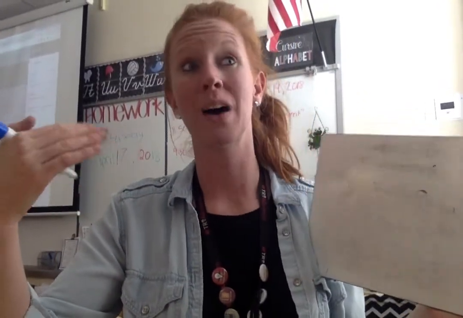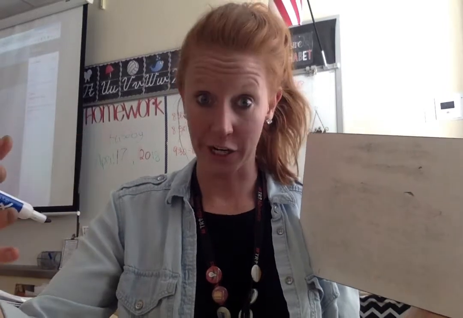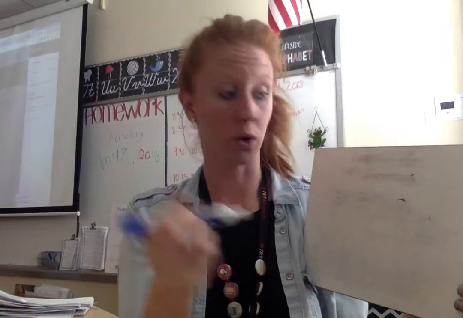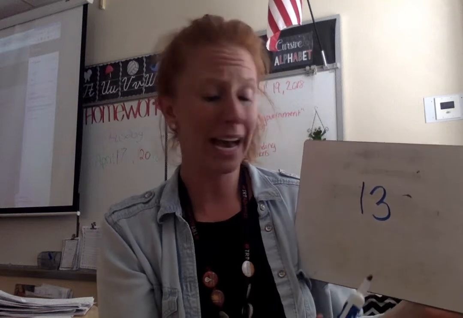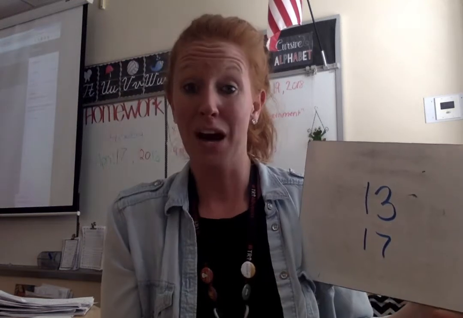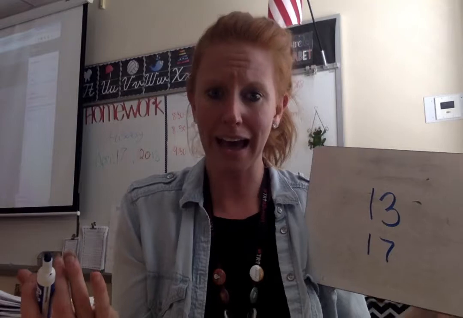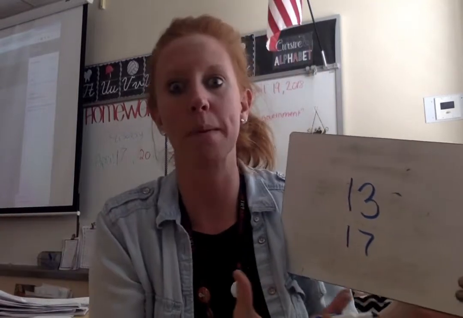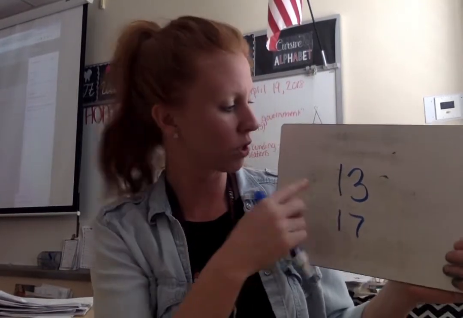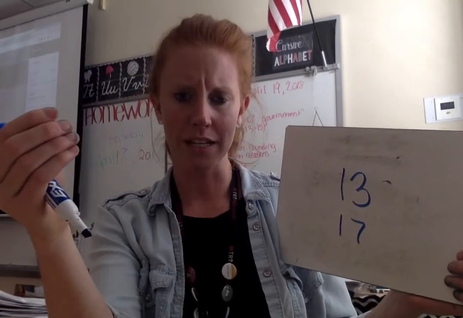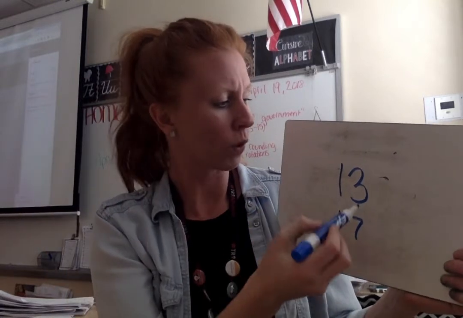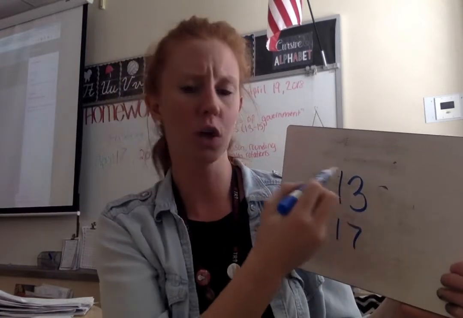Now, rounding is what we use if we want to add numbers more easily, because rounded numbers end in 0. For example, if we had the number 13 and the number 17, these might be kind of hard to add in your head as the numbers get bigger. So what we could do is look at this 13 and round it to the nearest 10. We're going to first think about the tens that are closest to it.